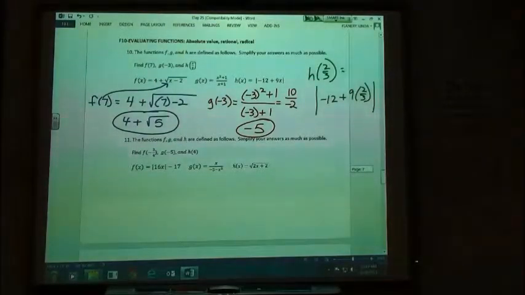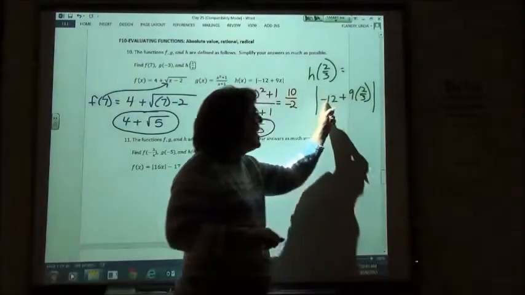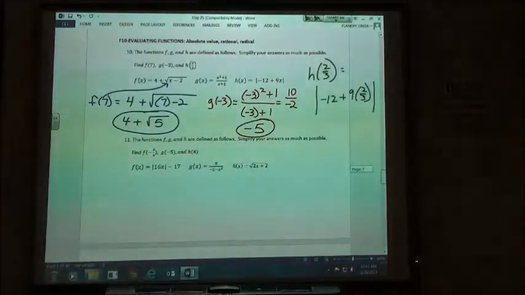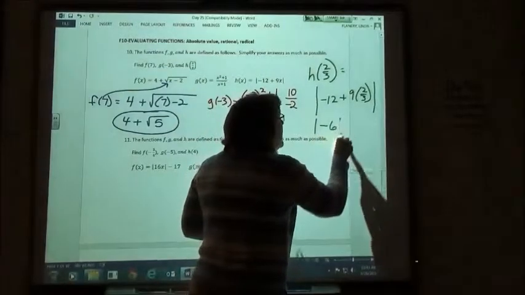So again, on this one, we can do the middle part on our calculator, and then we have to do the absolute value because we know what absolute value means. So first thing we got to do is figure out what all this mess is equal to. Negative 12 plus 9 parentheses 2/3. Negative 6. So we have the absolute value of negative 6.